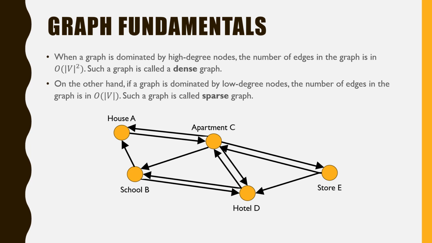On the other hand, if the graph is dominated by low-degree nodes, the size of its edge set is on the order of O(V). This type of graph is known as a sparse graph, and most real-world graphs fall into this category.